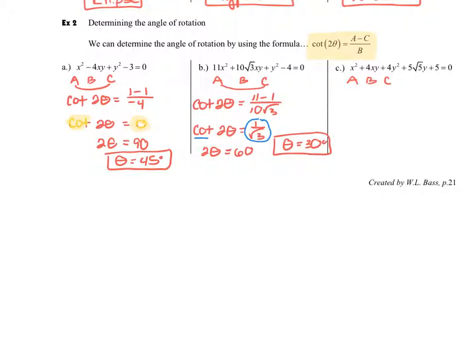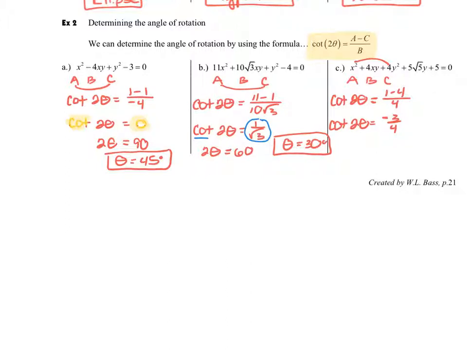Now this last one that we're going to do, you're going to need your calculator for this one because this one's not going to come from our unit circle. So on this one, we're going to say cotangent of our 2 theta. Remember, link the A and the C. That helps a lot of people. So we're going to say 1 minus 4 over 4. So we have this cotangent 2 theta equals a negative 3 over 4.